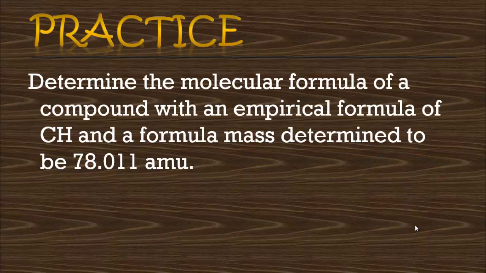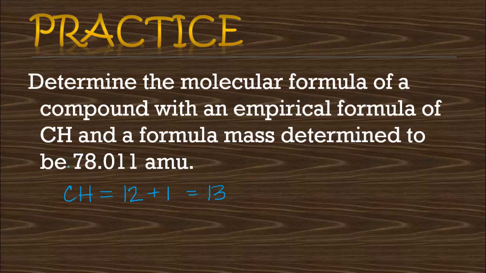So let's try one more. We're going to determine the molecular formula of a compound with an empirical formula of CH and a formula mass determined to be 78.011 AMU. Remember, AMU is just atomic mass units, basically the same thing as our molar mass. So we're going to take our empirical formula and we need to find out its mass. So C is 12 plus H, which is 1. So that's going to give us 13.